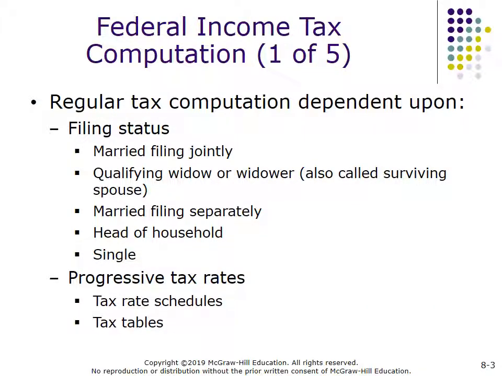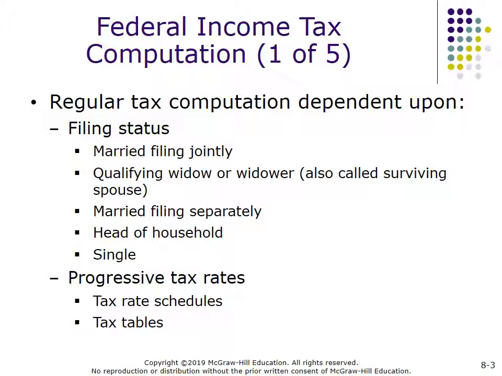So remember, when it comes to computing federal income tax, we base it on filing status, married filing joint, qualifying widow or widower, married filing separately, head of household, single. Remember, we use progressive tax rates. We either use schedules or tables. Now, the tables are not in your book, but you can find them on the IRS's website.